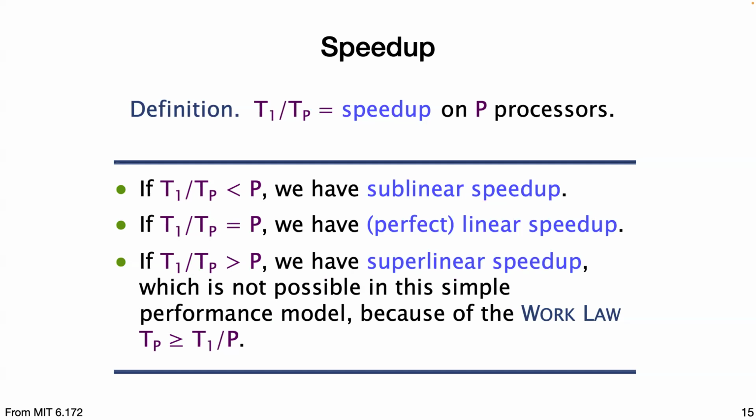If it's less than p, that's called sublinear speedup. If it's equal to p, then we have perfect speedup. And if it's greater than p, that's superlinear, which is not possible in this model, but possible in reality sometimes. Because if you have p processors, each of them can do one step at a time, so the most that you can do is p steps at a time.